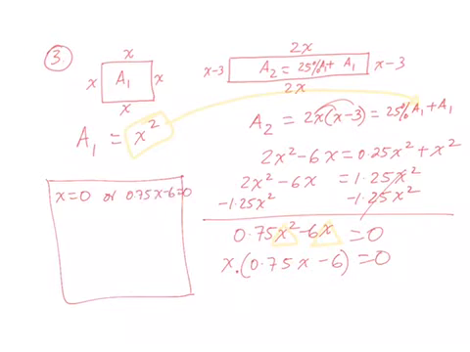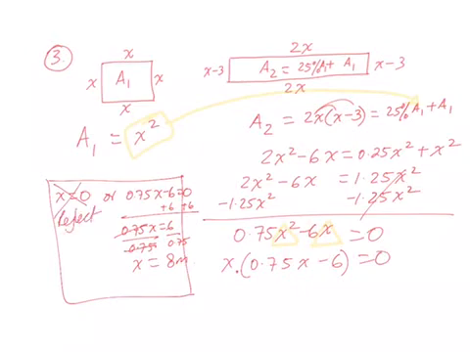Now let's solve this. Add 6, add 6. This becomes 0.75x is equal to 6. Then this is multiplying, so let's divide 0.75 on either side. So you get x as 8 meters. Now x cannot be 0 because a length cannot be 0, so we'll reject this value. Right? So x is 8 meters.